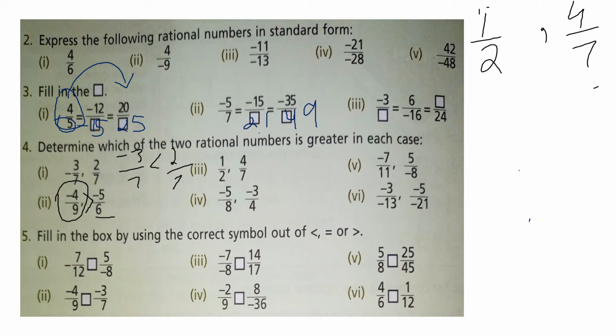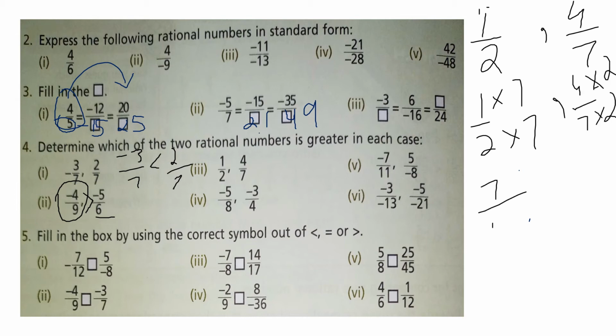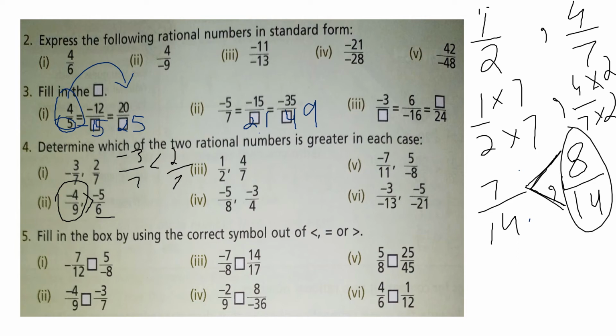So 1 by 2 multiply by 7 and this one multiply by 2. What do we get? Here we get 7 by 14 and here we get 8 by 14. So both are positive, so obviously 8 by 14 is greater because the numerator is greater in this one. So this one is greater.